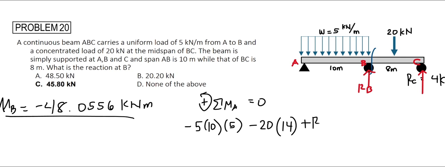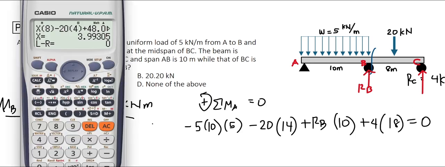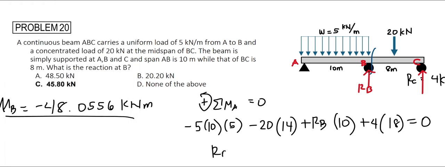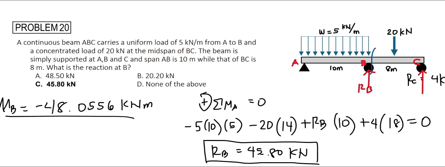plus the moment induced by R sub B, that would induce a counterclockwise moment, so it's positive, times the moment arm distance of 10 meters, plus R sub C of 4 kilonewtons times the moment arm distance of 18 meters, all equal to 0. We can solve for R sub B, we get R sub B that is equal to 45.8 kilonewtons. And that is our final answer, which is letter C.